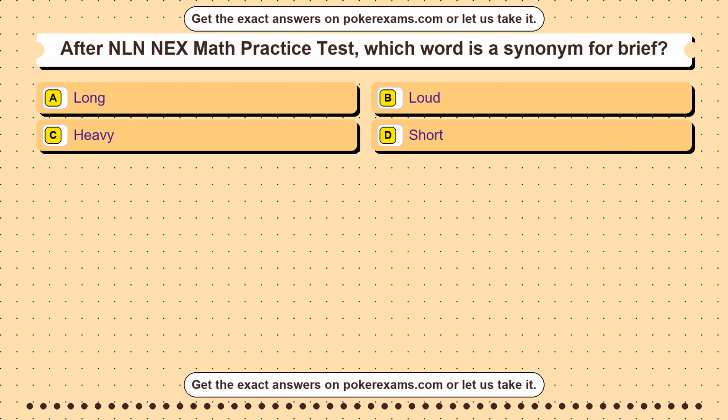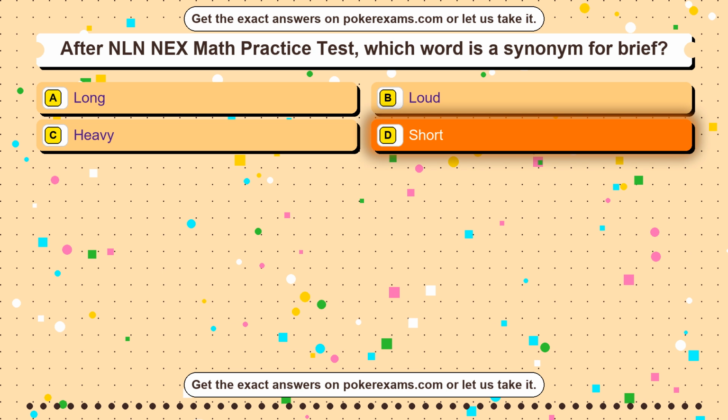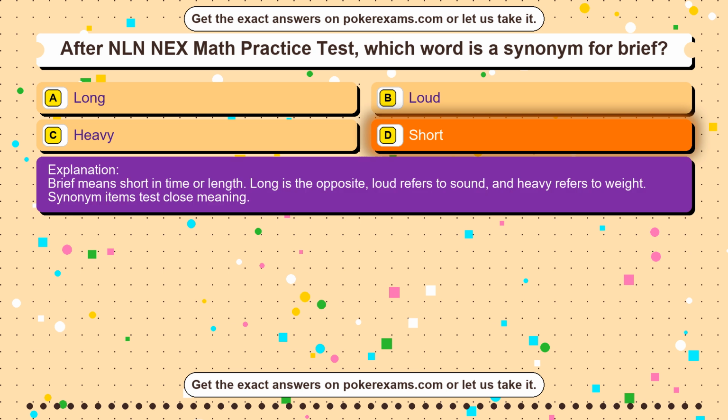Question 26. After NLN NEX math practice test, which word is a synonym for brief? Option A, long. Option B, loud. Option C, heavy. Option D, short. The correct answer is option D. Short. Brief means short in time or length. Long is the opposite, loud refers to sound, and heavy refers to weight. Synonym items test close meaning.